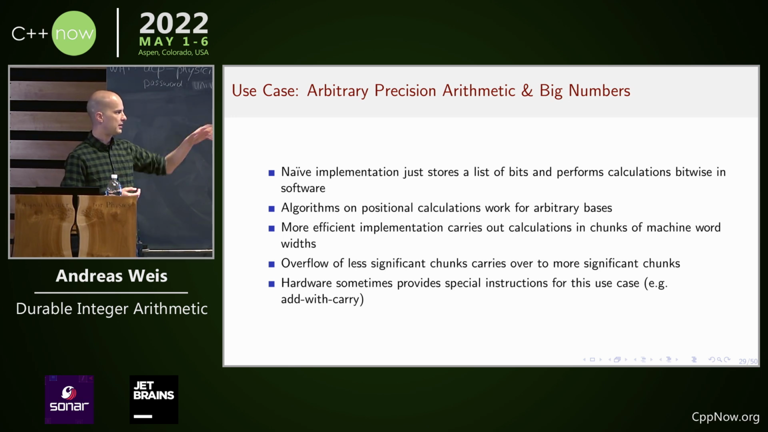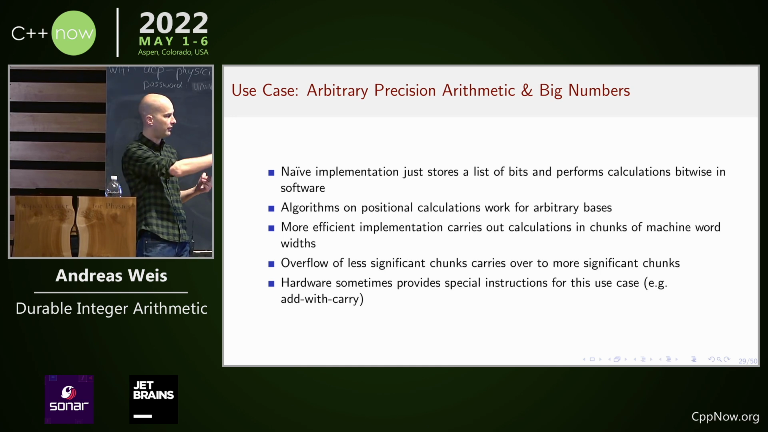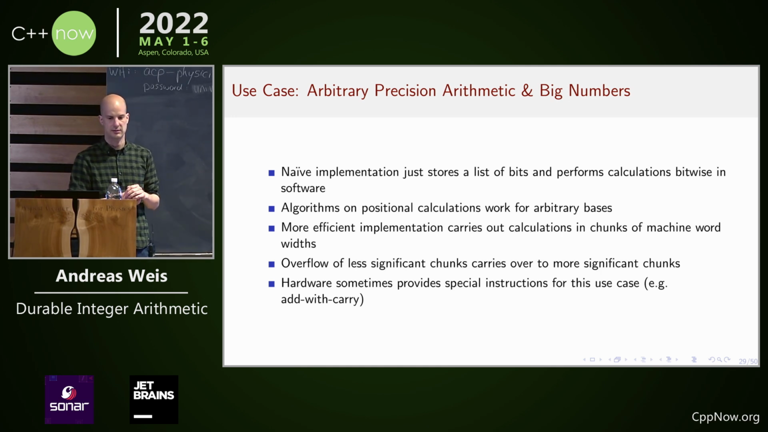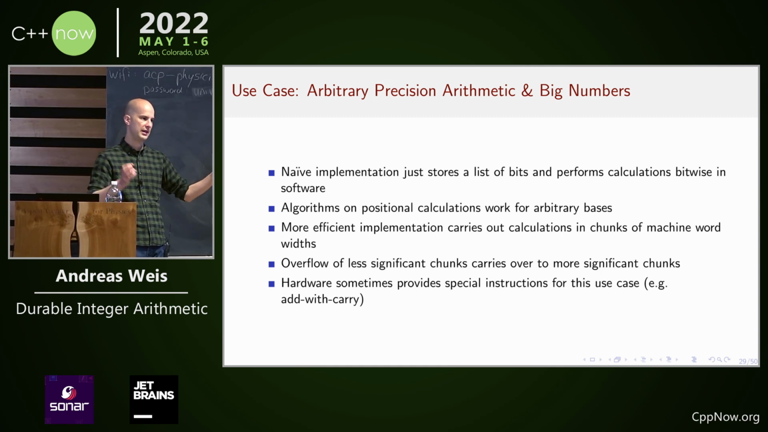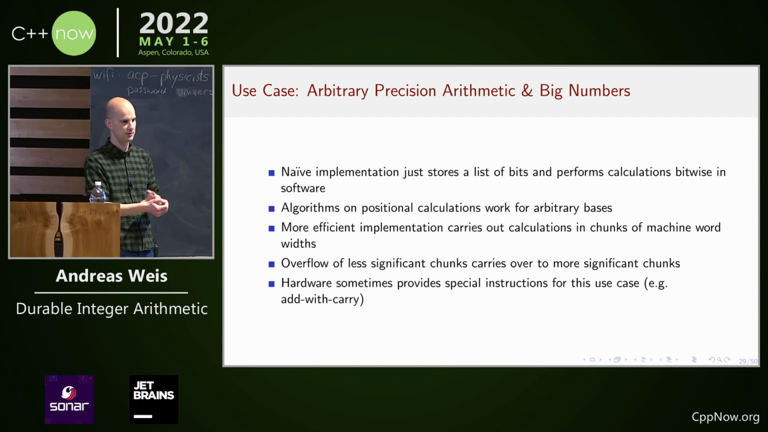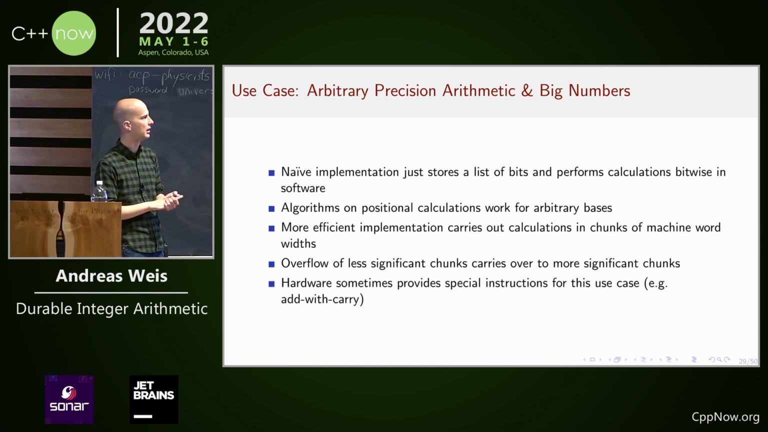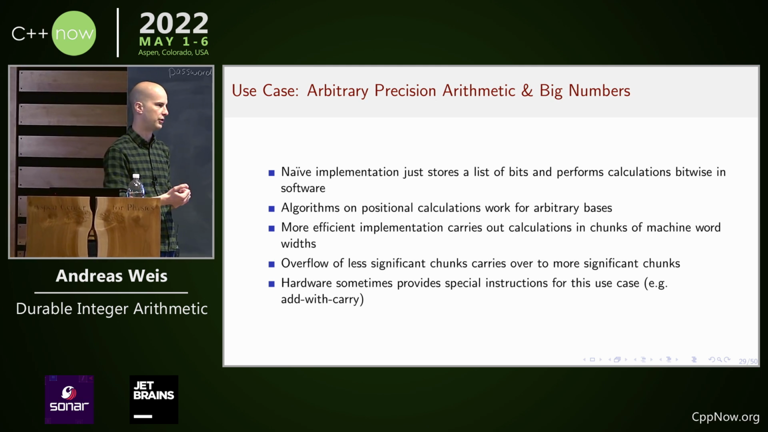Because of the properties of all of these algorithms, that they generalize to arbitrary basis, it's very easy to just do this in software. Basically save my number as just a list of bits and then perform all of the calculations in software and store as many bits as I need to represent the result. Of course, if I do this in a bit-by-bit fashion, this is very inefficient and quite slow.